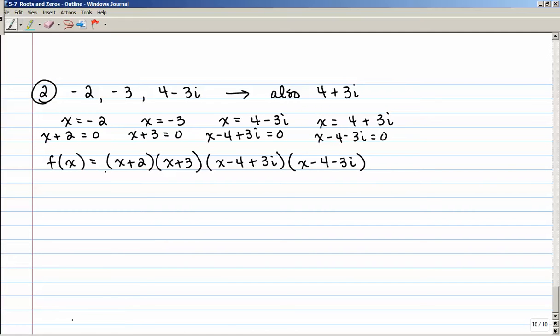Okay, so let's do the easy one first. I'm going to FOIL these, and that's going to give me x squared plus 5x plus 6. Now this one gets a little complicated because I need to treat it as though I'm multiplying a trinomial times a trinomial. So I think I'll start with this x and distribute it to each term here. So that's going to give me an x squared minus 4x minus 3xi.